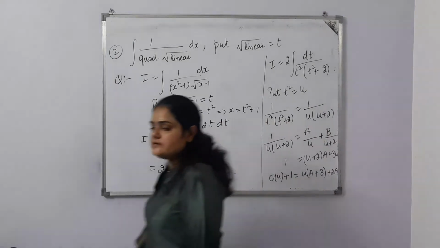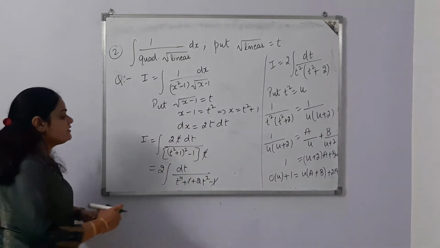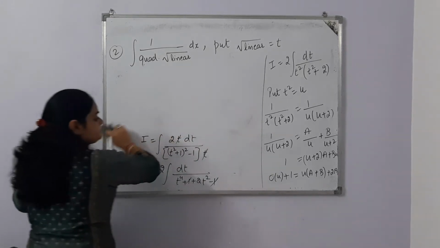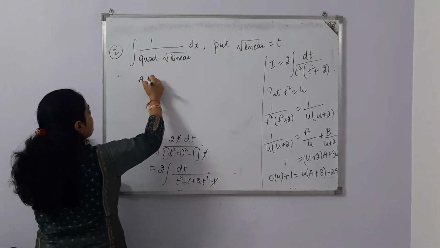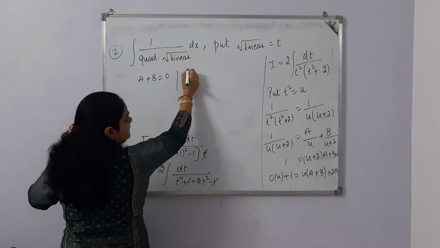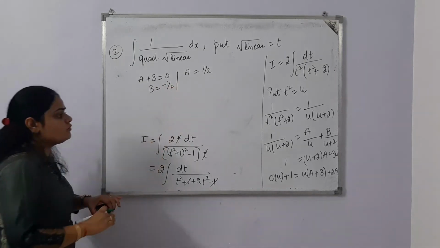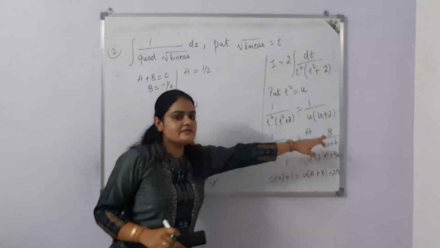Now we can compare the coefficients. After comparing the coefficients, we get a plus b is equal to 0 and a is equal to 1 by 2. So b is equal to minus 1 by 2. Now we have the values of a and b, and we can substitute them here.